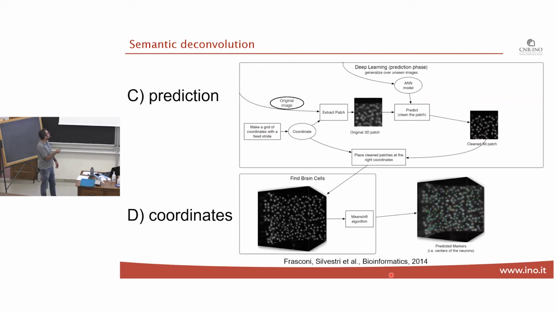Then in prediction, of course, we feed the network with a patch that the network has never seen, and it should produce an image where you have a higher contrast between the background and the blobs. And finally, we use a mean shift algorithm to just find the centroid of these blobs.